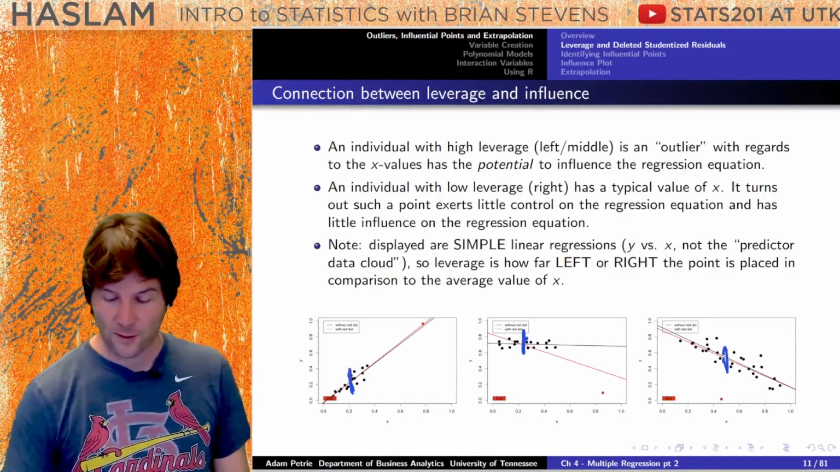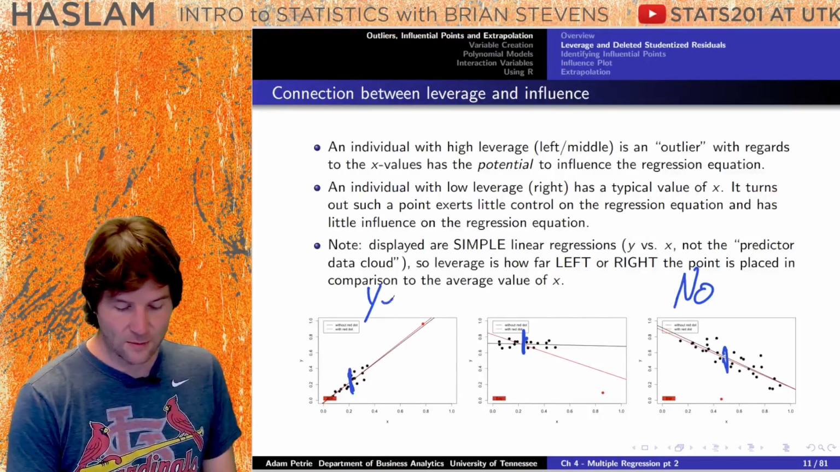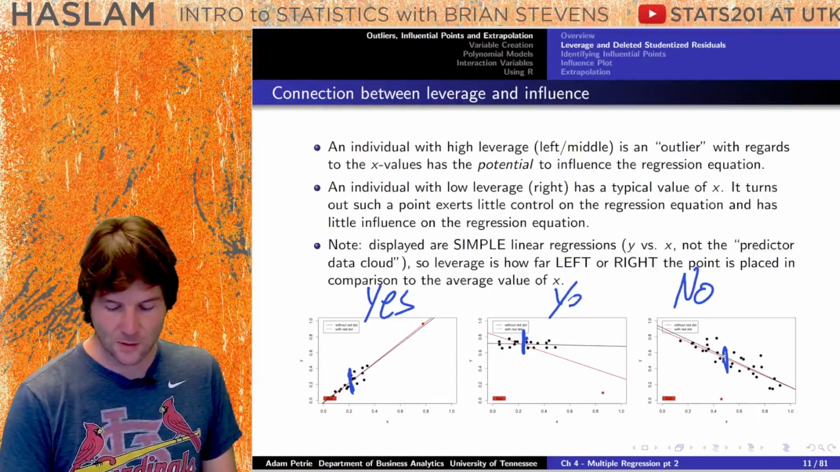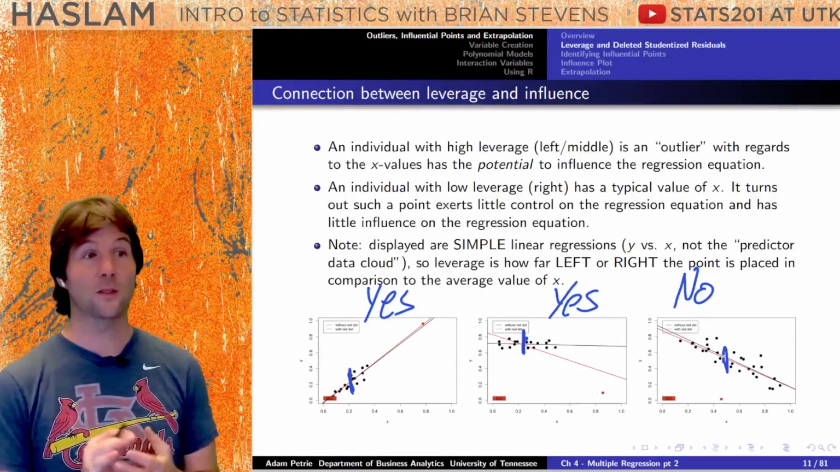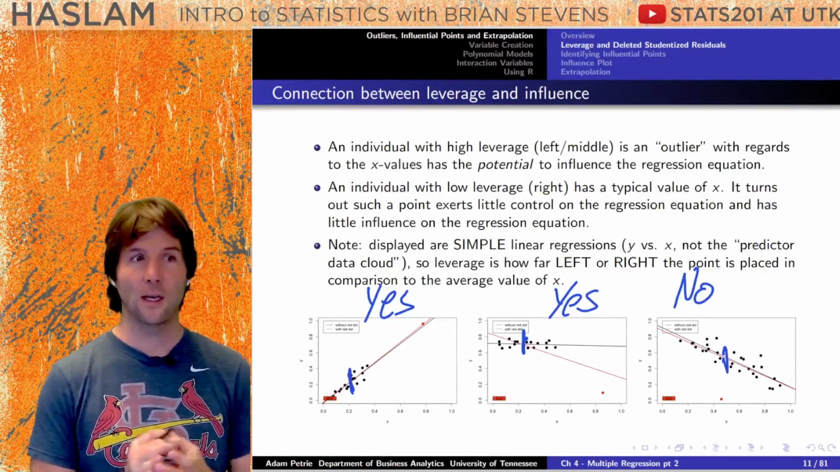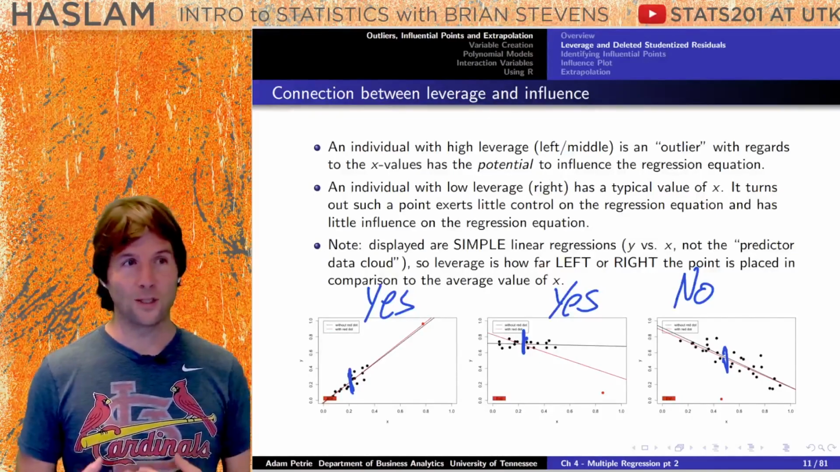Well, the third graphic right here has no leverage. But these graphics have leverage because the red point is far away from the mean of the x. It's just a simple linear regression in this model to show you what leverage looks like in one variable. So why is it not always influential?